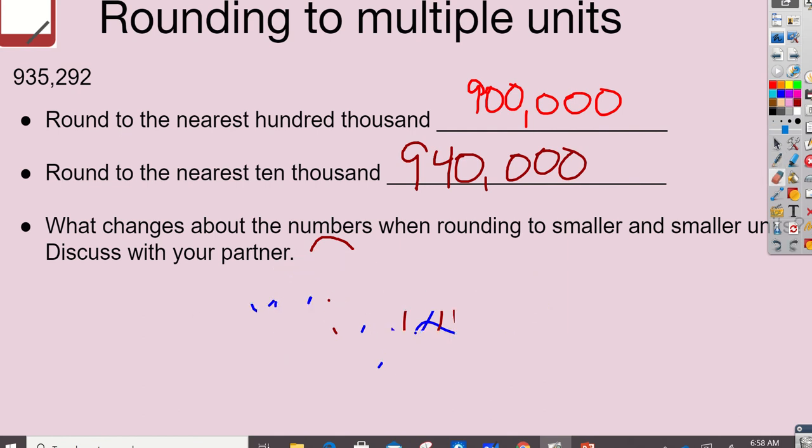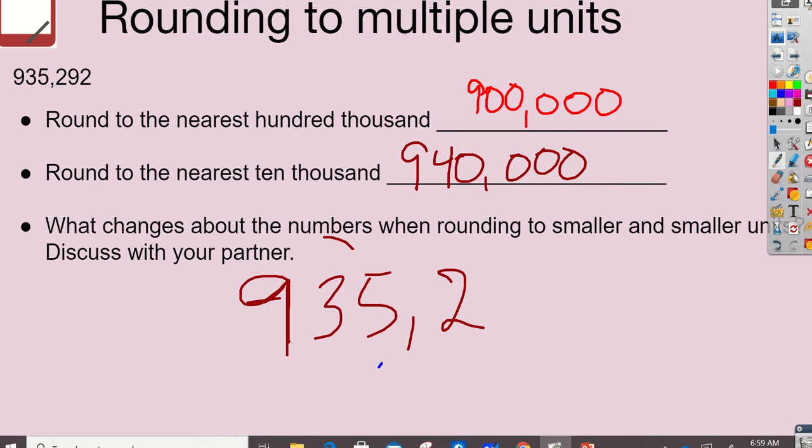Let's think about it. With the original number, if we rounded to the nearest 100,000 or 10,000, which rounding would give us enough units for everyone? Well, I believe that rounding to the nearest 10,000 would give us enough for everyone because we would have extra left.